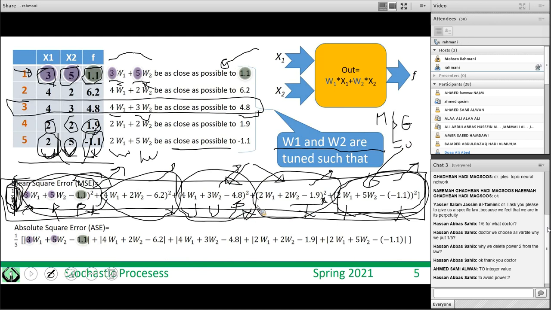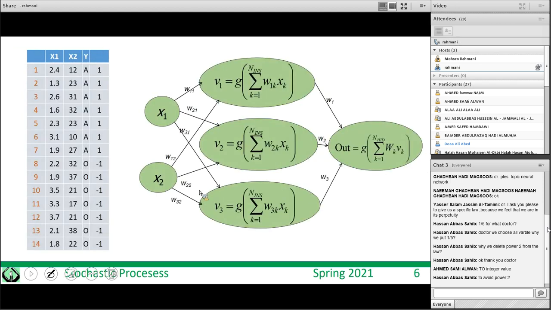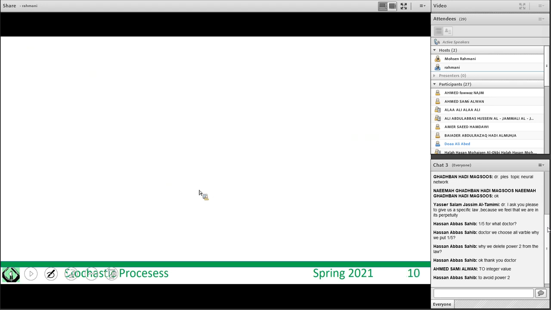So, if I want to have a conclusion on this page, this is part of my presentation. The problem here is to find W1 and W2 such that we can minimize this. By minimizing this formula, we can find W1 and W2. But how do you solve this equation? How do you minimize this? For example, how do you minimize this?